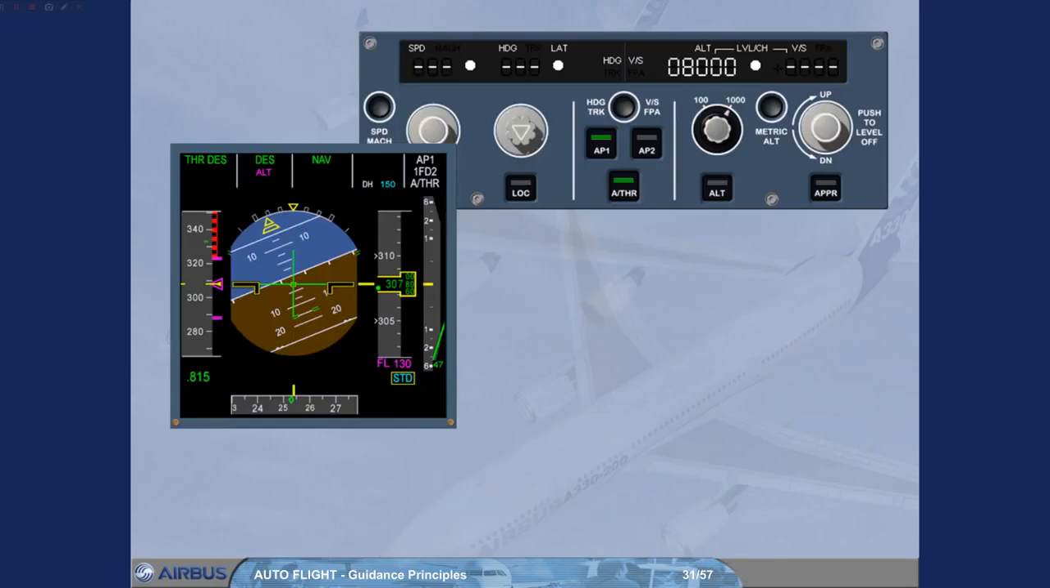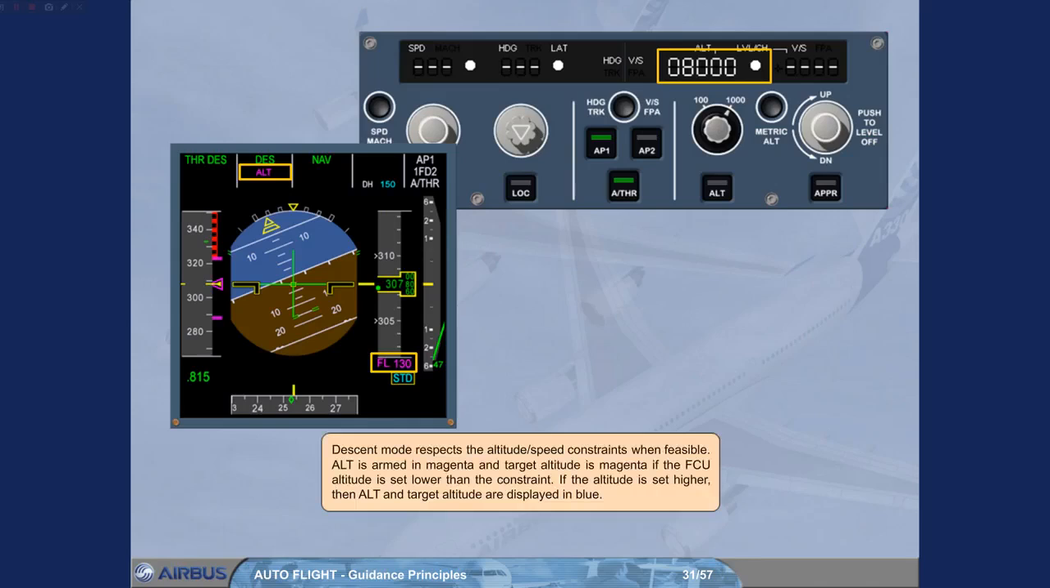Descent mode respects the altitude speed constraints when feasible. Altitude is armed in magenta, and target altitude is magenta if the FCU altitude is set lower than the constraint. If the altitude is set higher, then altitude and target altitude are displayed in blue.